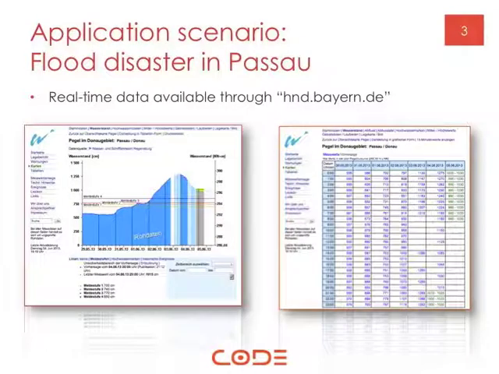The application scenario is settled in the flood disaster of the city of Passau. In the following, we will integrate and merge two separate Excel files covering the water levels of the rivers Inn and Danube.